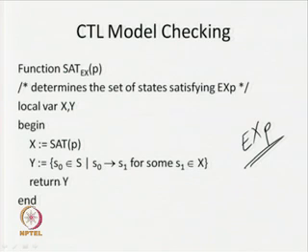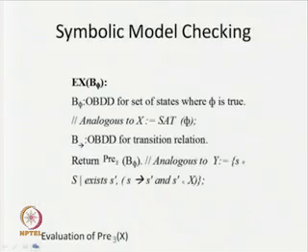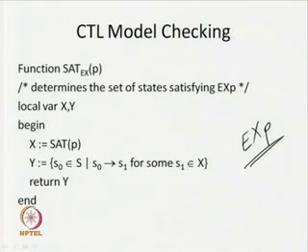Now, this procedure we can implement symbolically. So, how should my symbolic model checking algorithm look like? You just see EX phi. What is B phi? It is the OBDD representation of the set of states where phi is true, because when we are going to evaluate EX phi, we must know the set of states where phi is true. We represent that set of states with the help of a BDD, and we say that B phi is the BDD representation of those states where phi is true. So, this is analogous to X is equal to the set of P.